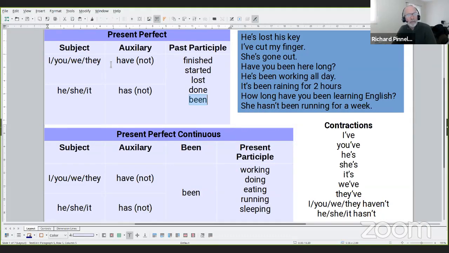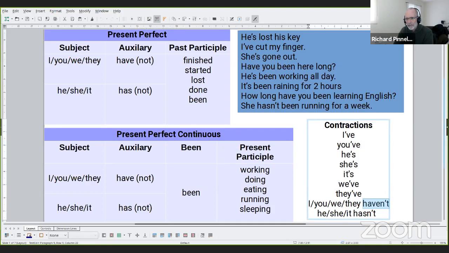So this is a summary of the present perfect. I'll give you some more examples. We have lost. She has done it, for example. Now, if we want to form the negative, we just add the word not. So I have not finished. But we normally contract that to haven't, which I've got written down here. Have not is normally contracted to haven't, and has not is contracted to hasn't. So I haven't finished. He hasn't finished.